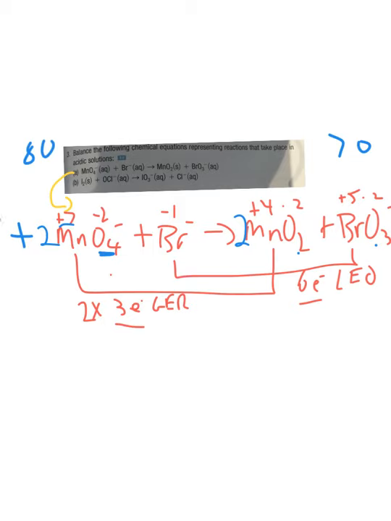Okay, so that is balancing using oxidation numbers. Okay, and I'm just going to do question 3A, and then I'm also going to do question 4A in an acidic solution.